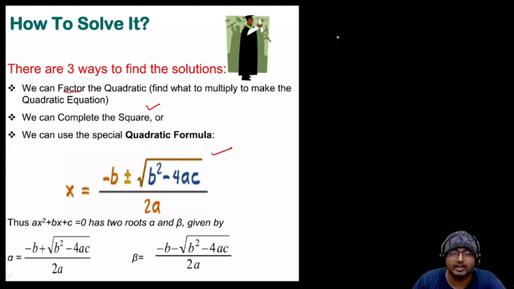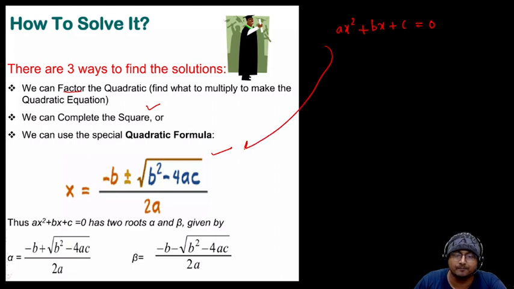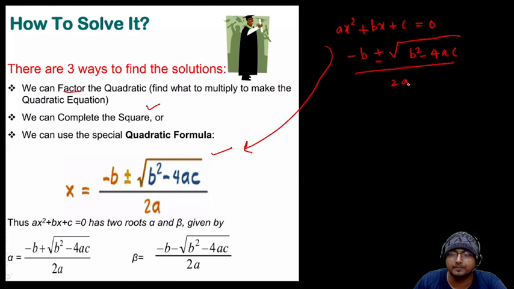For this formula, what is the standard equation we have taken? ax square plus bx plus c equal to 0 is the standard reference equation we have taken to derive this formula. So x equal to minus b plus or minus under root of b square minus 4ac, divided by 2a. That is the formula of roots.